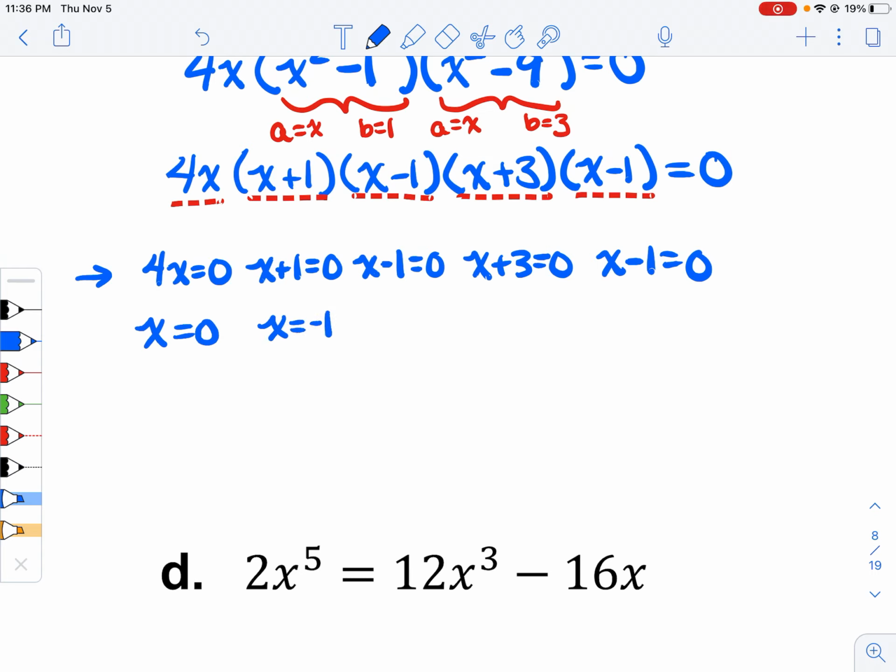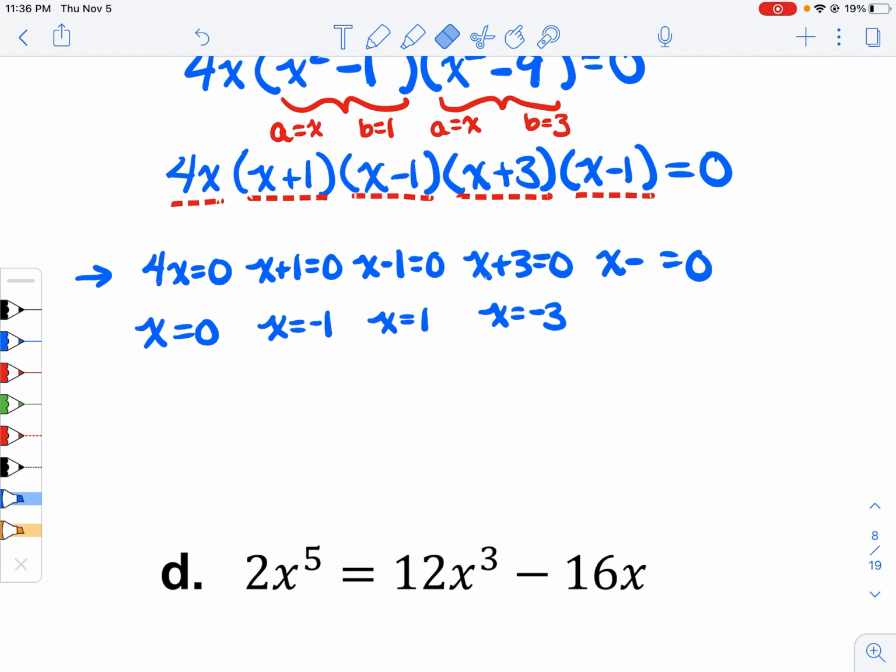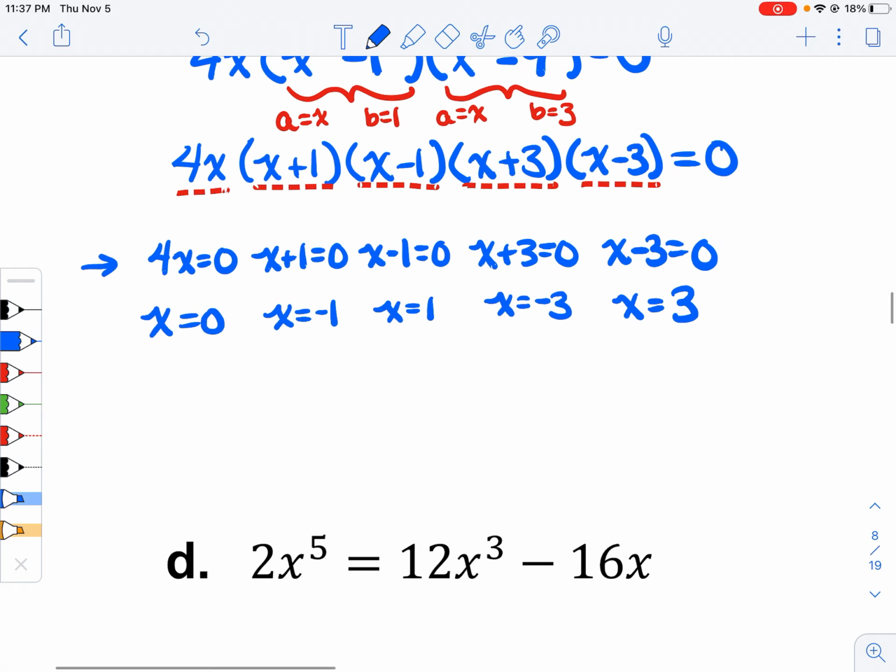X equals negative 1. X equals positive 1. X equals negative 3. And x, oops, I put plus or minus 1. Change that real quick, sorry. It should be a minus 3. Oh, I did it in both places. Minus 3. X equals positive 3. There we go. Make that fix if you were going along with this.